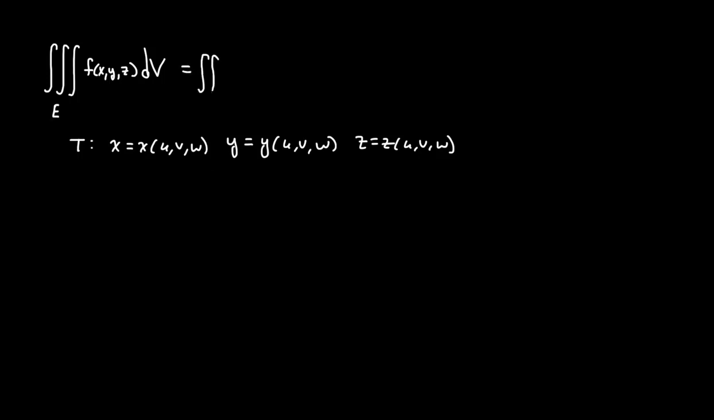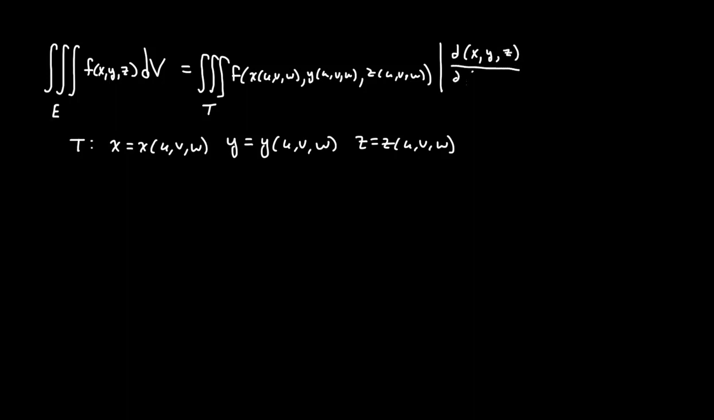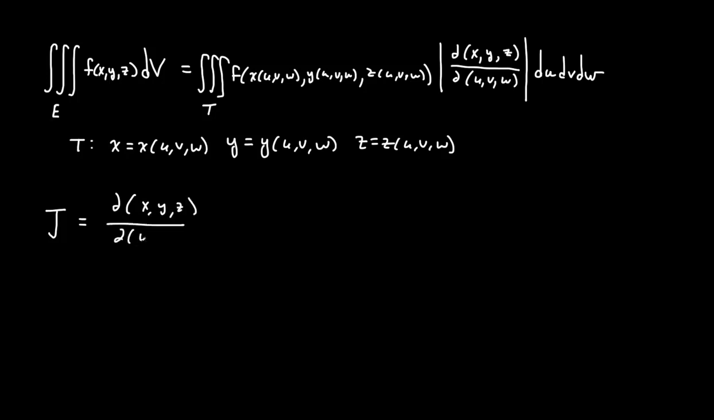We're going to find another triple integral over the transformed region of u, v, w, and this is going to be f of x(u,v,w), y(u,v,w), z(u,v,w), and then we have the good old-fashioned Jacobian, and we're going to write it as partial x, y, z over partial u, v, w. And then this will be du, dv, dw. So the Jacobian, without the absolute value, is going to be partial x, y, z over partial u, v, w.